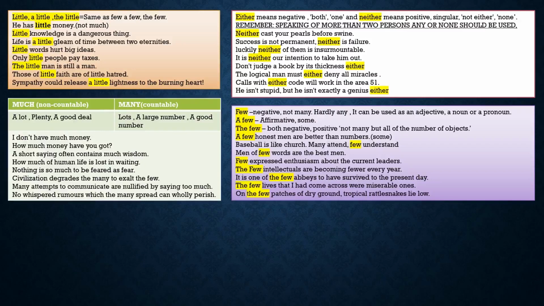A short saying often contains much wisdom. How much of human life is lost in waiting? Nothing is so much to be feared as fear. Civilization degrades the many to exalt the few. Many attempts to communicate are nullified by saying too much. No whispered rumors which the many spread can wholly perish.